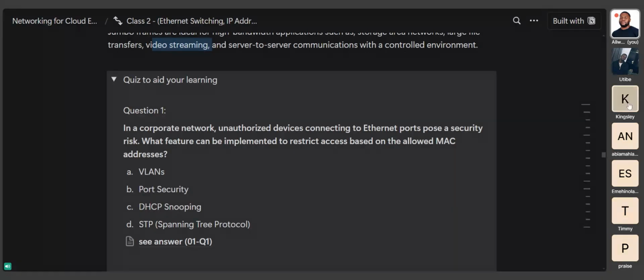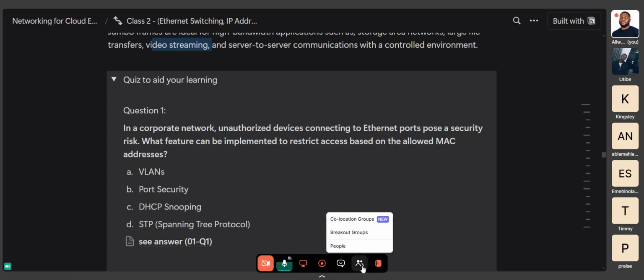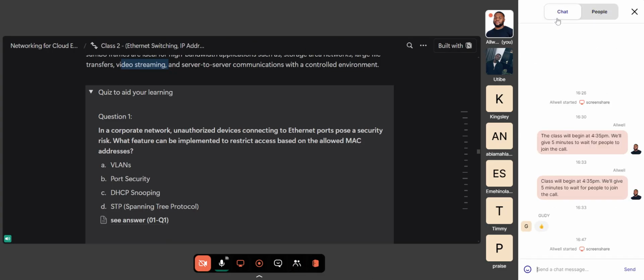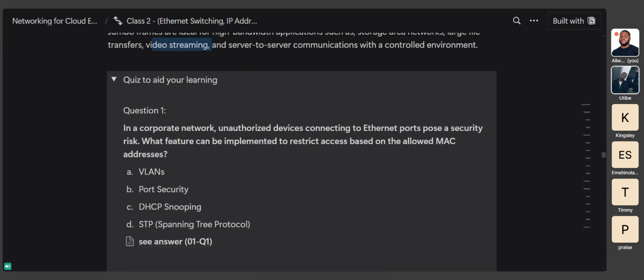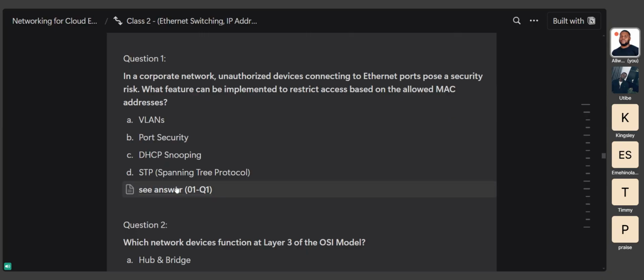Let me actually check the chat because I can't actually see it myself from here. Okay, there hasn't been any message in the chat. I think it should be B. Okay, so let's see if the answer is B.